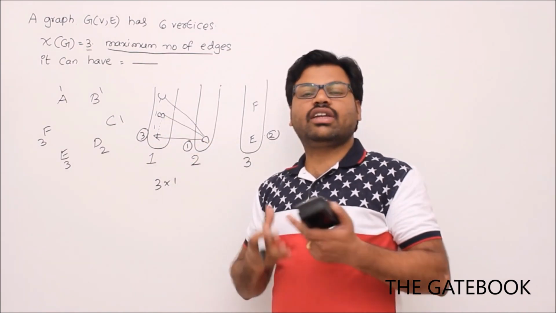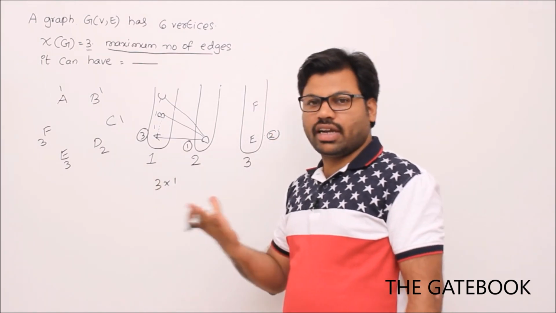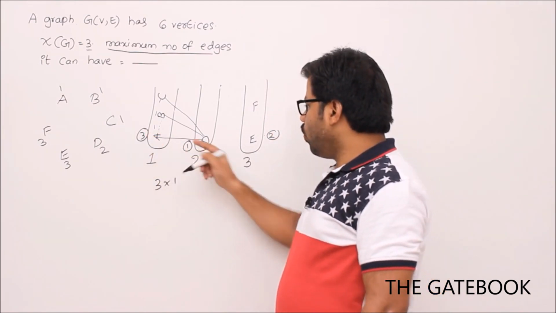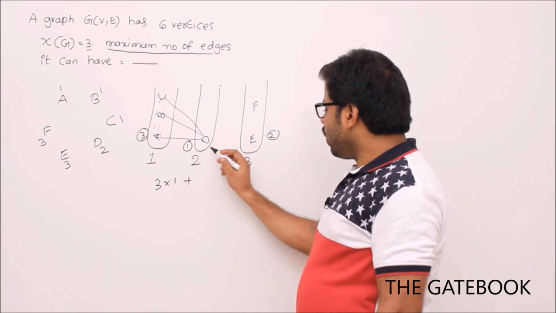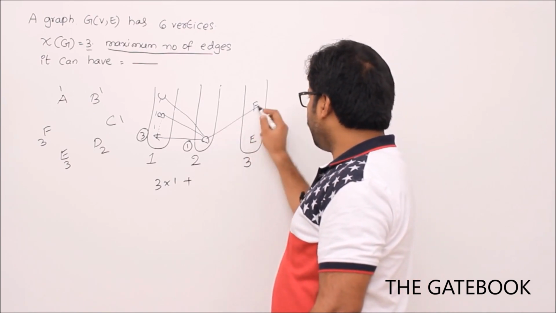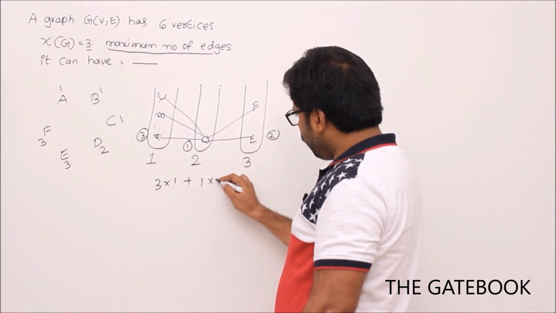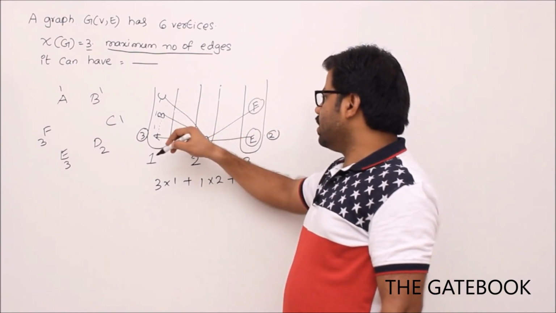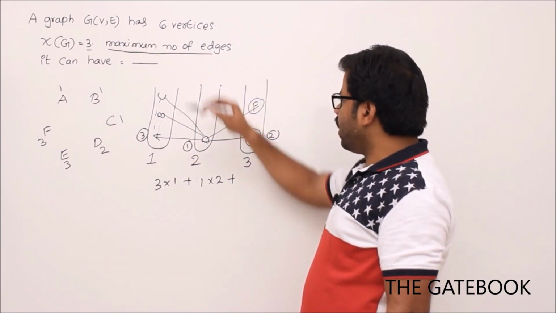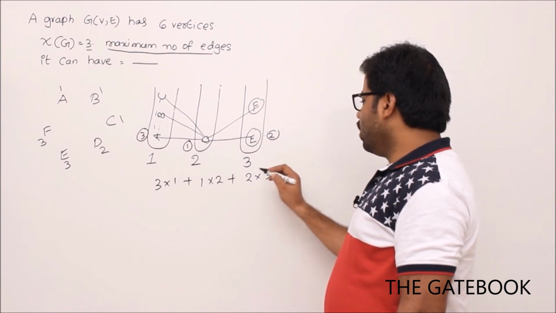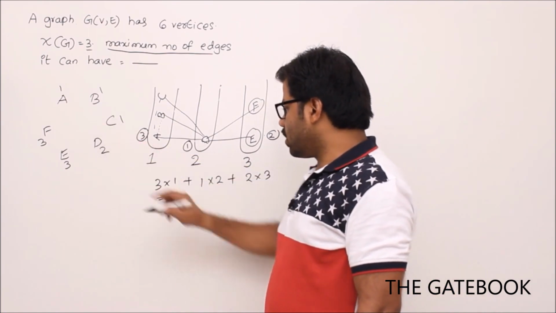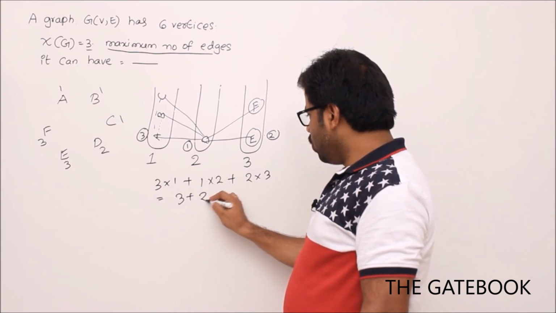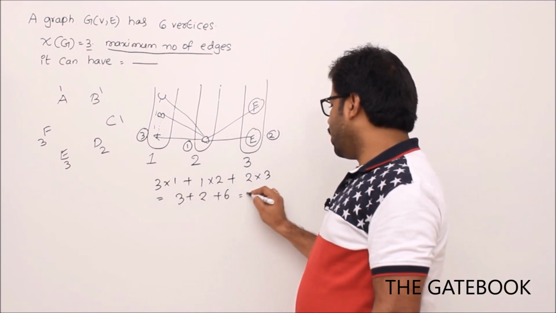So it's not compulsory to have 3 vertices of color 1 in that way. We are trying one possibility. So 3 into 1, plus: what if you have one vertex here and two vertices there? How many edges can you draw? 2, right? So 1 into 2, plus these two vertices to these three vertices, how many edges can you add? 2 into 3, right? So overall, edges for this structure is 3 plus 2 plus 6. It will be 11. Okay.